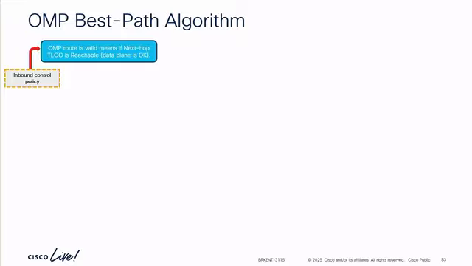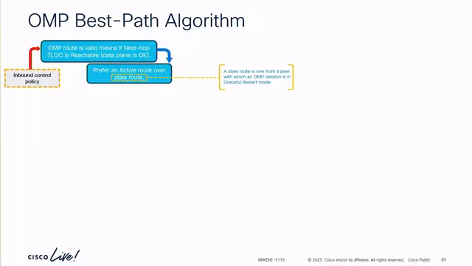The information which goes into the OMP best path selection process is that we need to make sure the TLOC is active, meaning that the data plane for that particular prefix is active. If it is active, then we need to make sure that the routes we are feeding into the OMP best path selection process are active routes, not the stale routes, not the routes which are in graceful restart mode. We prefer the active route instead of the stale route.